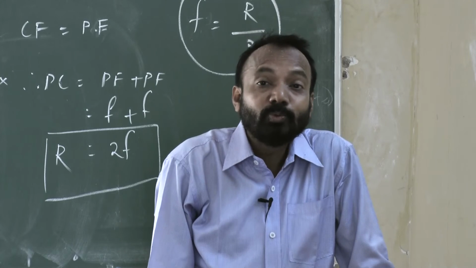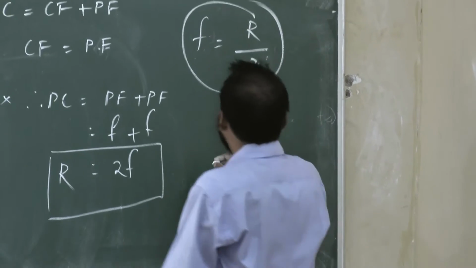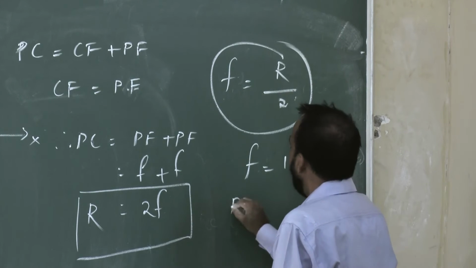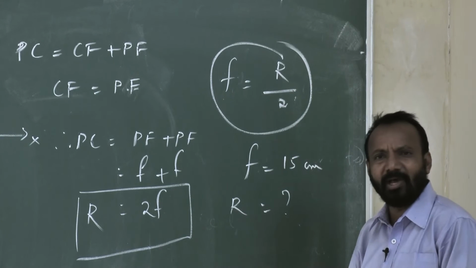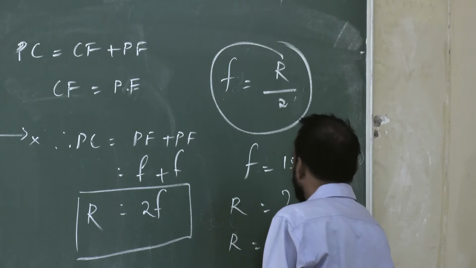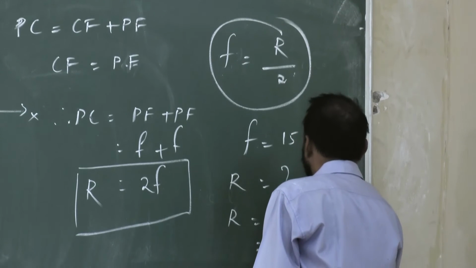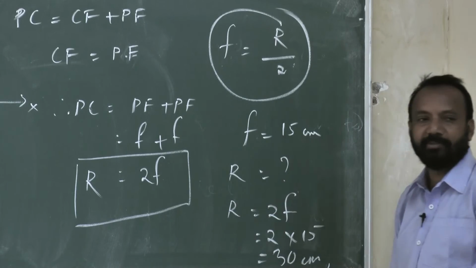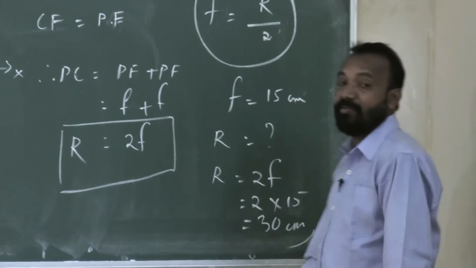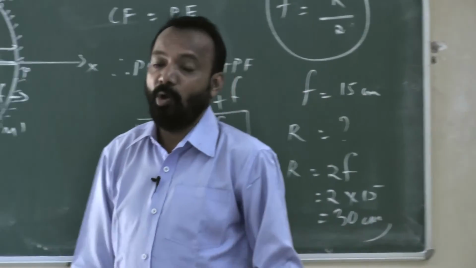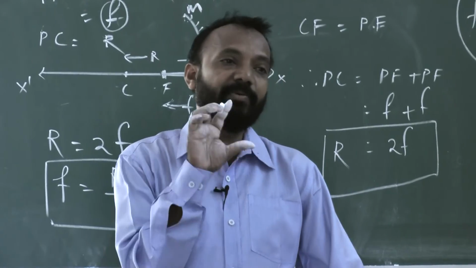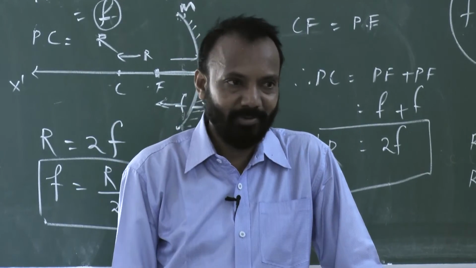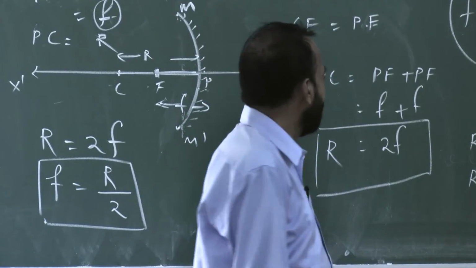15 into 2. Suppose the focal length is given, let f be equal to 15 centimeter, then R is equal to what? Simple. R is equal to double the focal length. So what will I write? R is equal to twice of f, that is twice of 15 centimeter, which is equal to 30 centimeter, my radius of curvature. Suppose the radius of curvature is given as 10 centimeter, what will be the focal length?